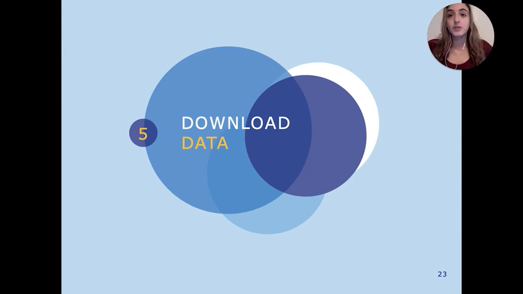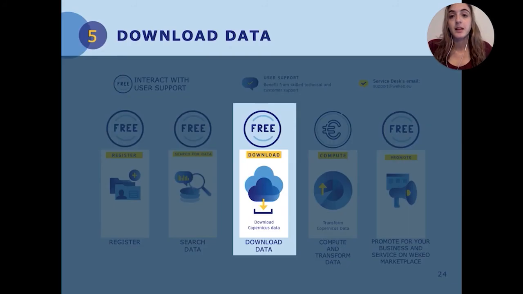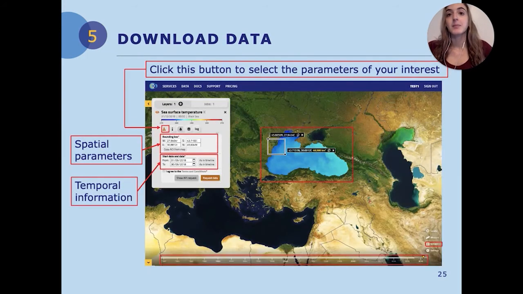Now, we are going to look at the steps needed to download data. As mentioned before, downloading Copernicus data from WEKEO is free. The map in the background of the screen can be used to select the geographical area. Our area of interest is the Romanian coast of the Black Sea. Regarding the temporal parameters, we have selected 1 month of data, that is June 2018.